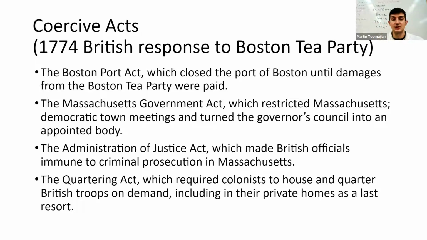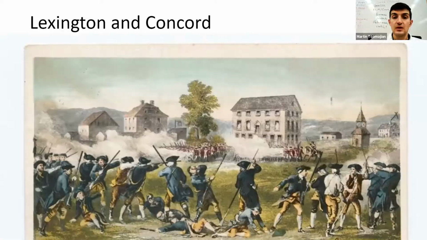And then there's other stuff here. Administration of Justice Act. Hey, British officials can't get in trouble for doing anything in Massachusetts, at least not with the Massachusetts government. And back to the Quartering Act. That terrible idea has returned. Guess what? At this point, the tensions aren't going to get any lower, and they will not get any lower for the rest of the colonists' relationship with Britain.